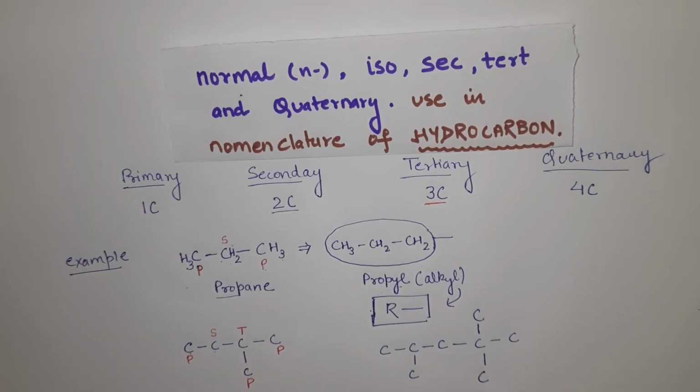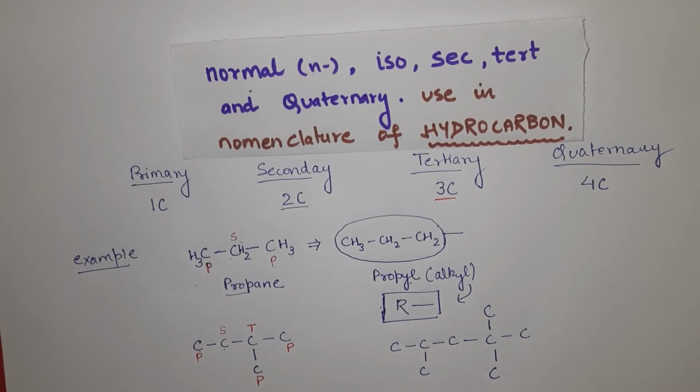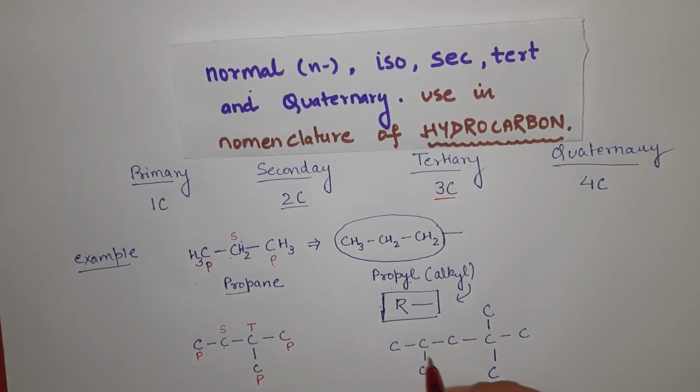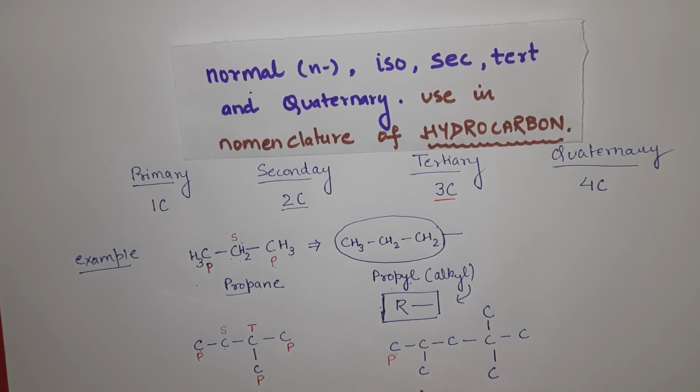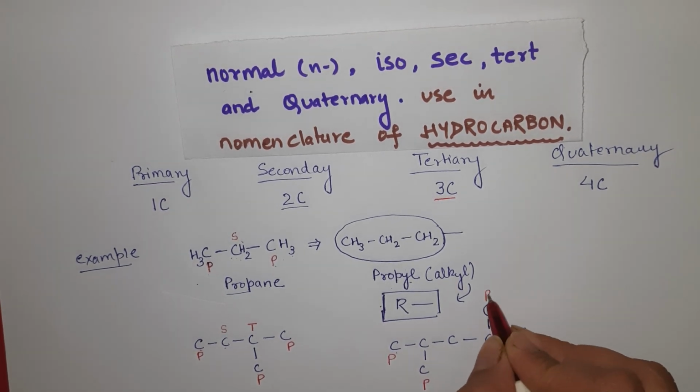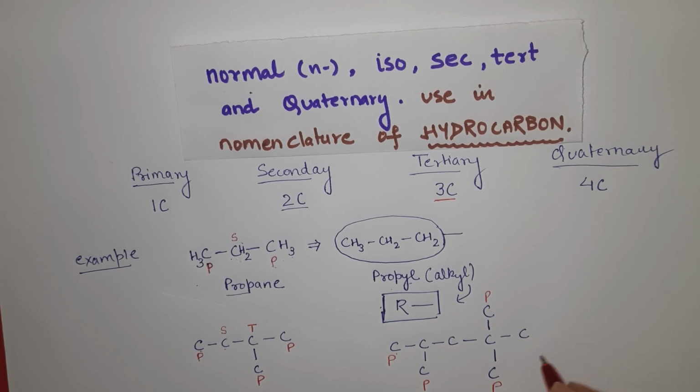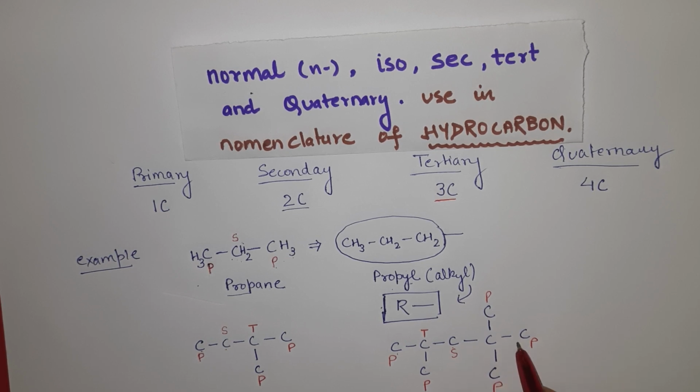Okay. Like this. If we have this chain, so again this carbon is primary, primary, primary, primary, primary. This carbon is bonded to 2 carbon, so this carbon is what? Secondary. Here this carbon is bonded to 3 carbon, 1, 2 and 3, so this carbon is tertiary. But this carbon is bonded to 1, 2, 3 and 4 carbon, so this carbon is what? Quaternary.